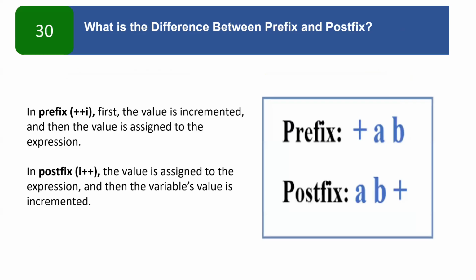Question number 30. What is the difference between prefix and postfix? In prefix, first the value is incremented and then the value is assigned to the expression. In postfix, for example i++, the value is assigned to the expression and then the variable value is incremented.